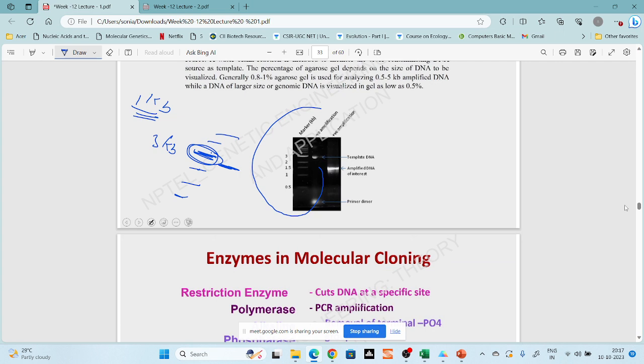A ladder is artificially synthesized and commercially available, and it has bands which correspond to particular sizes. If I have a 1 kb ladder, I will have bands corresponding to 1 kb, 2 kb, 3 kb, 4 kb, 5 kb, 6 kb, and I can compare my band to these. Likewise, you have a 100 base pair ladder and a 50 base pair ladder. Depending upon whether your product is very small or large, you can use whichever ladder you need.